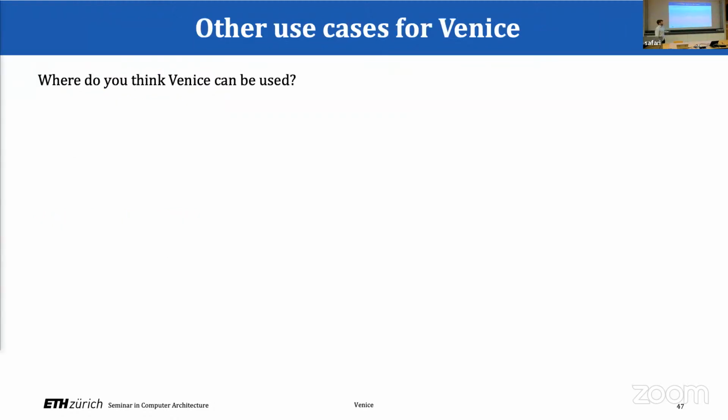So the last thing I would like to talk about is other use cases for Venice. Basically, Venice was designed as a mechanism in SSDs to reduce path conflicts and enhance performance. So could you think of other ways you can use Venice, or other situations in the computer?